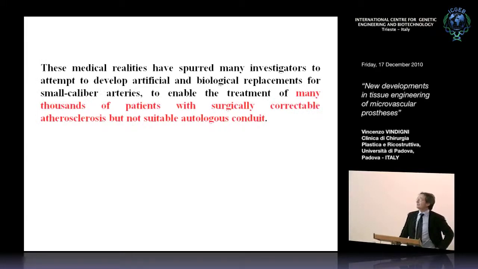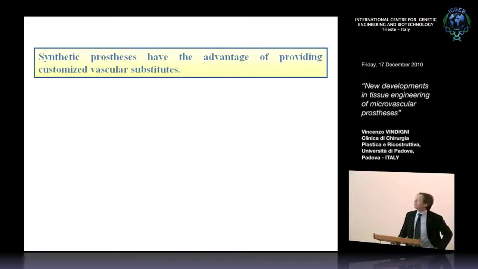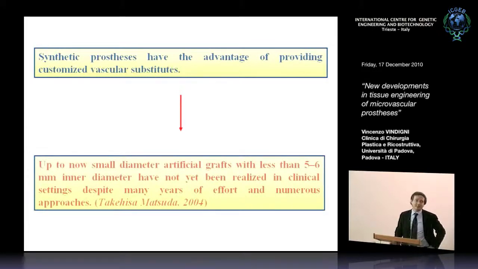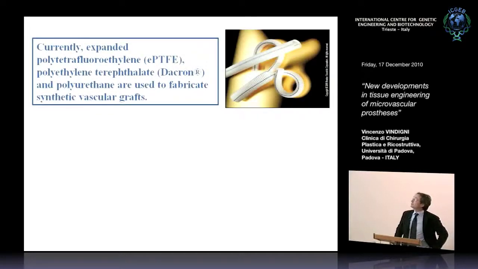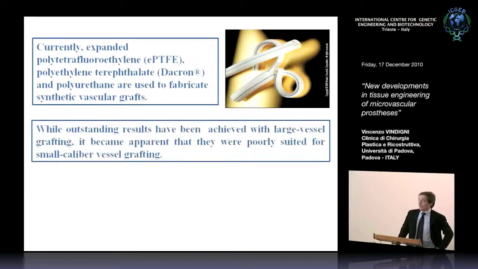Then researchers try to develop synthetic prostheses. The advantage is providing customized vascular substitutes, but you can't use synthetic prostheses to replace a small diameter artery or vein. Why? Synthetic prostheses are used to replace a bigger vessel like the abdominal aorta or the thoracic aorta. And while outstanding results have been achieved with large vessels, they were poorly suited for small caliber vessel grafts.